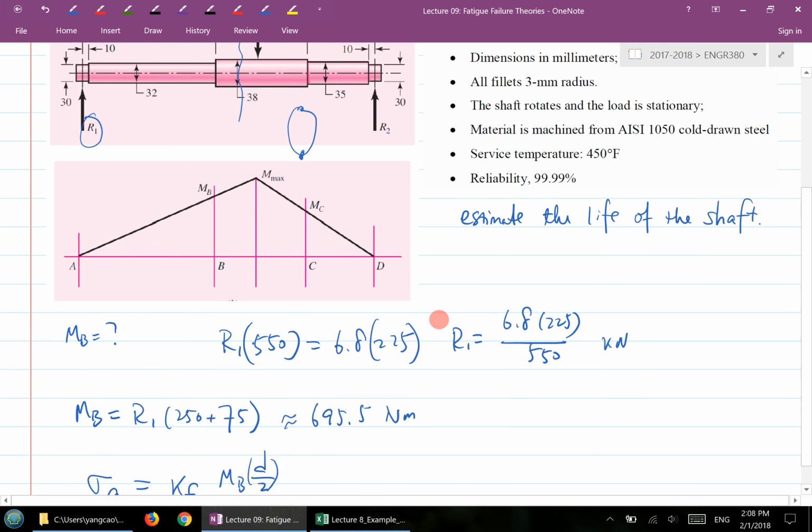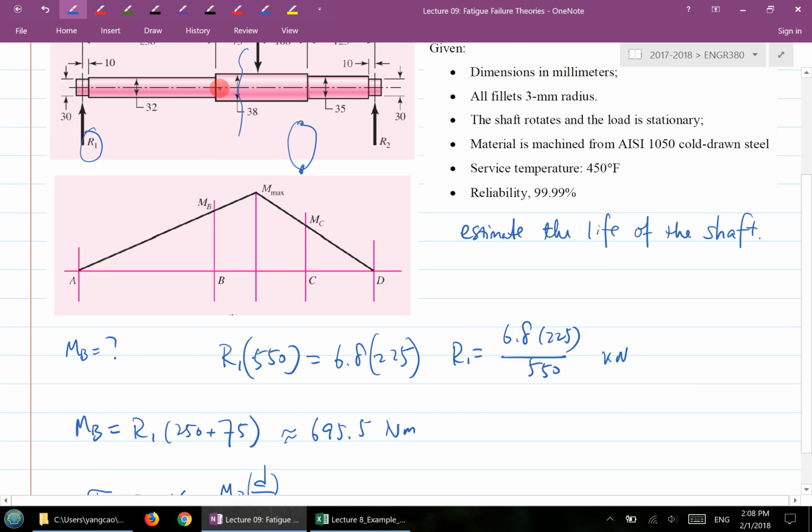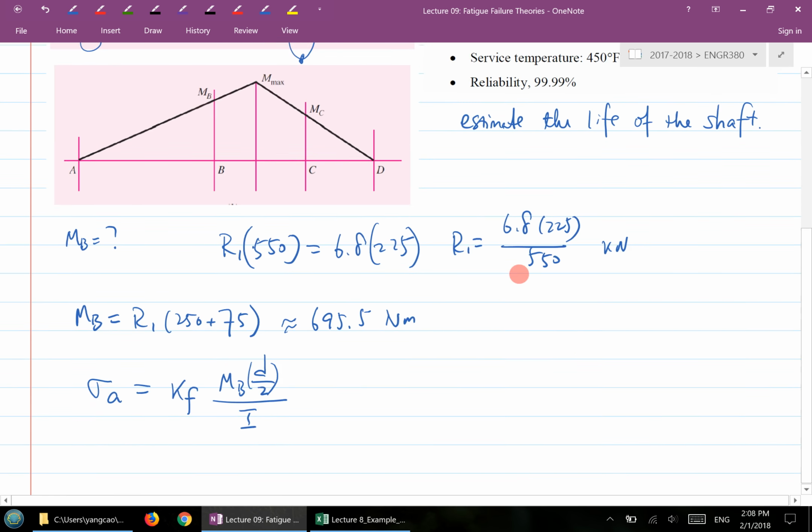The other thing you have to be careful about is that the B location is the shorter location. There are two diameters: a smaller diameter, 32, and a bigger diameter, 38. So you should always use the smaller one, 32 millimeter there. And the I calculation is pi d to the power 4 over 64. And MB is this value here. So you can calculate this portion. No problem at all.